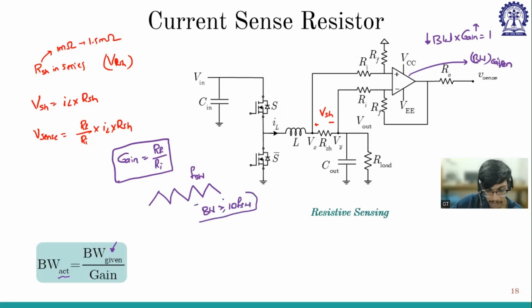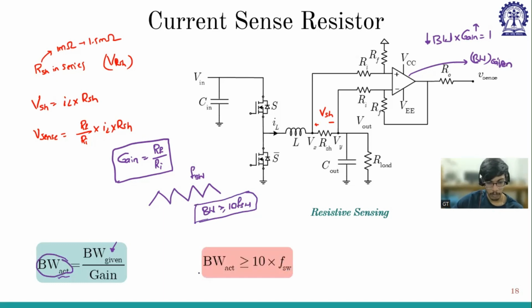So that bandwidth should be at least 10 times more than the switching frequency. My bandwidth is given by gain, so the gain bandwidth at unity gain should be greater than or equal to 10 times the switching frequency times the gain. This is the consideration I should keep in mind when I'm selecting the op-amp.